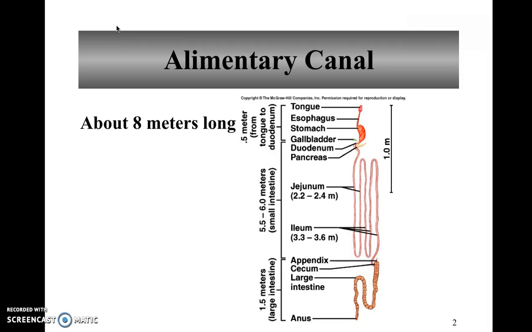As you can see from the graphic here, the biggest part of the length of the alimentary canal is with the small intestine, which is about 5.5 to 6 meters.